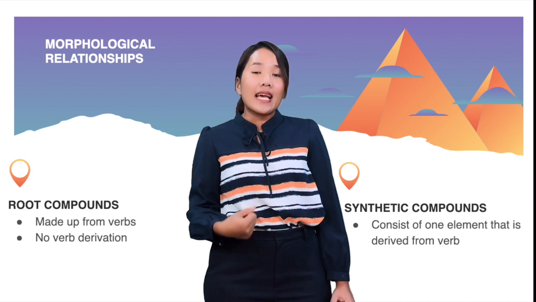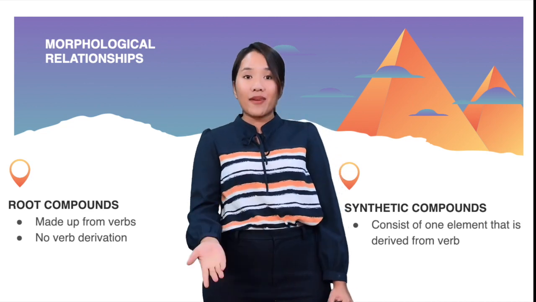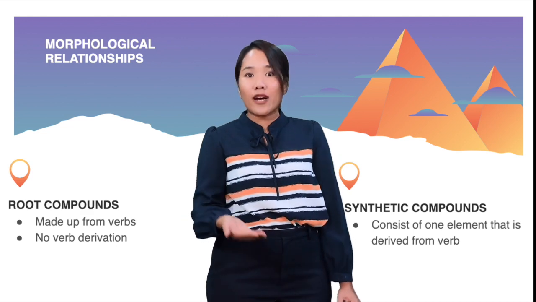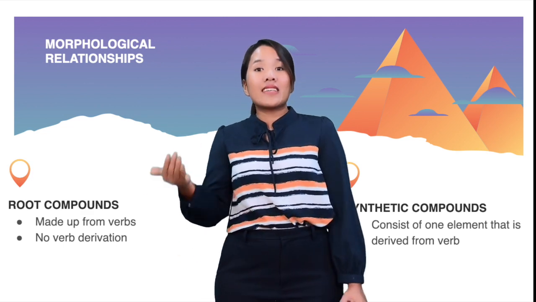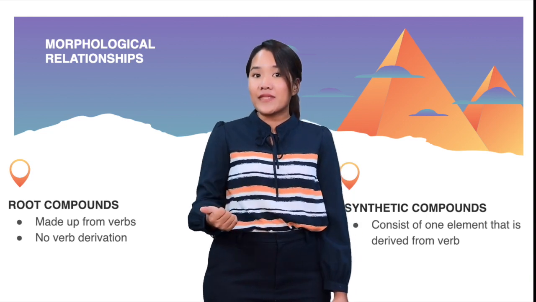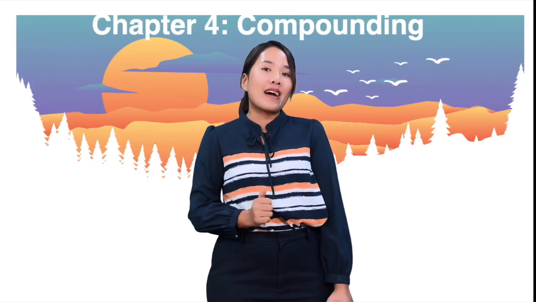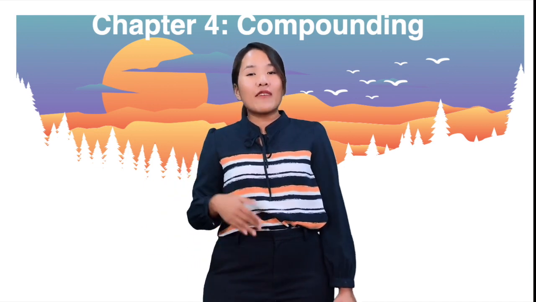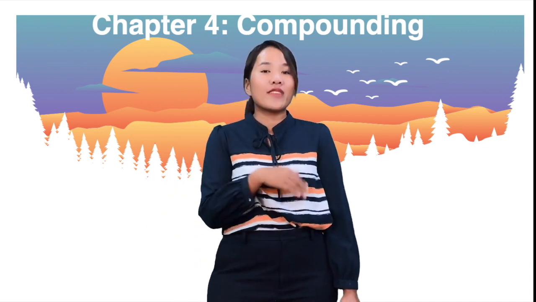In summary, it has been shown from this topic that the main difference between root compounds and synthetic compounds is that synthetic compounds need to have one element that is a verb derivation, but root compounds don't. And that brings us to the end of this chapter. I would like to summarize the content of compounding again.